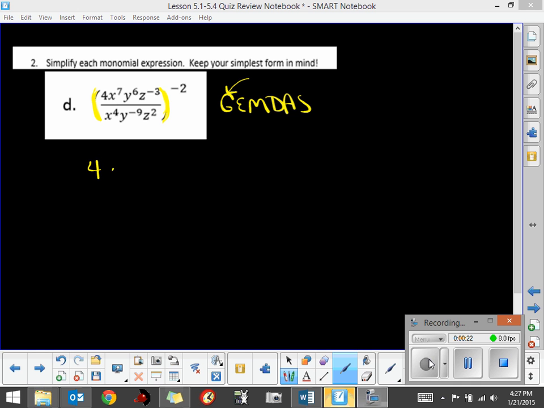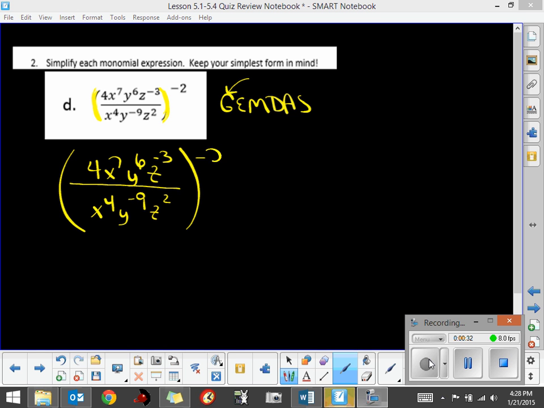So I've got 4x to the 7th, y to the 6th, z to the negative 3rd, all over x to the 4th, y to the negative 9, z squared, all to the negative 2. So I'm going to isolate first and be thinking about how I can simplify the stuff inside the grouping symbols. Inside the grouping symbols, there are a couple things I would want to take care of. One of my top priorities is to get rid of any of the negative exponents that are in my fraction. So these are the two that I'm identifying first.